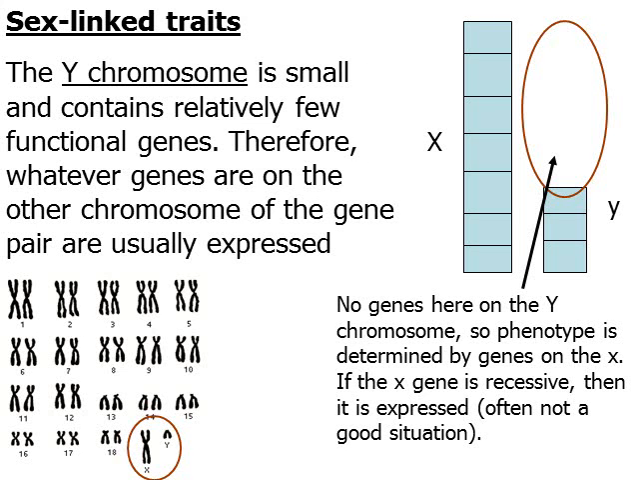In sex-linked traits, I know this sounds exciting, but it's really kind of depressing for me. The Y chromosome is very small. It contains relatively few functional genes. This means that whatever is on its partner, remember genes occur in pairs, whatever's on the X chromosome is going to be expressed. That could be a problem because what if an undesirable recessive trait is on the X?